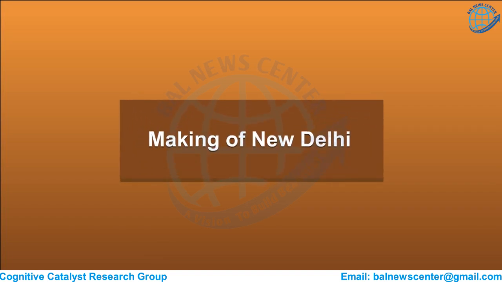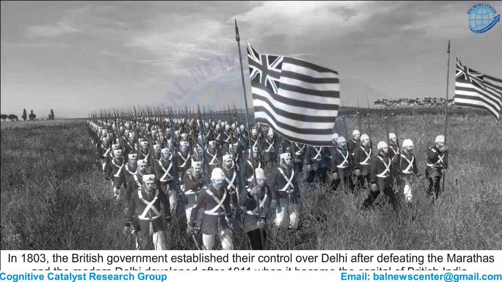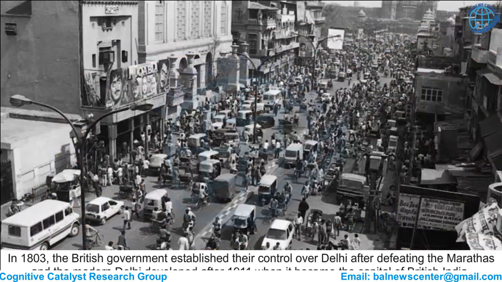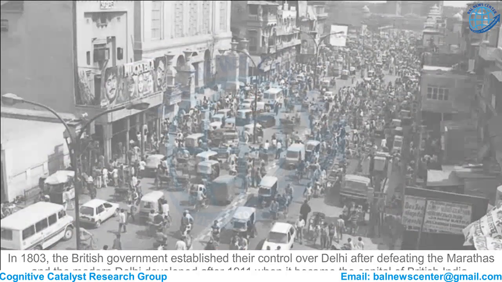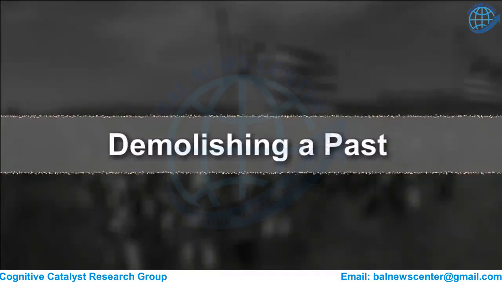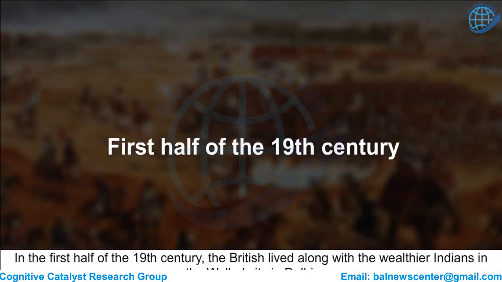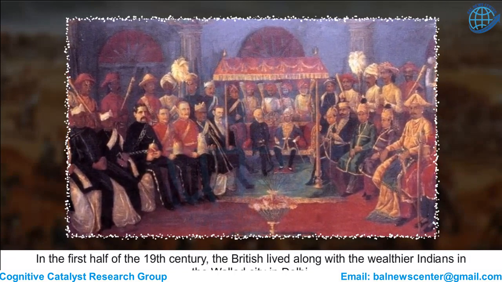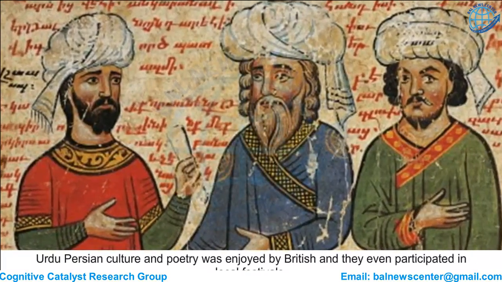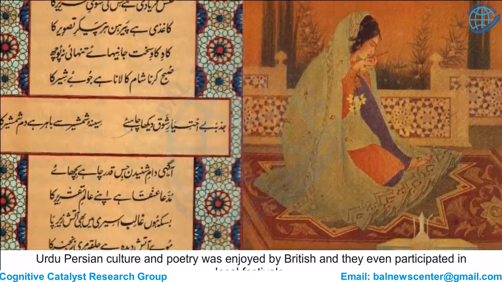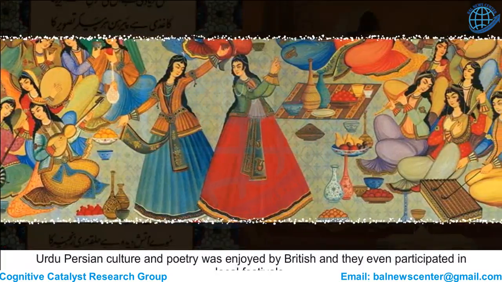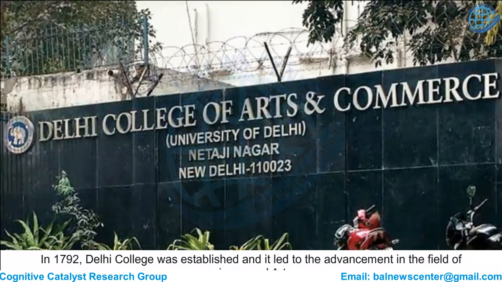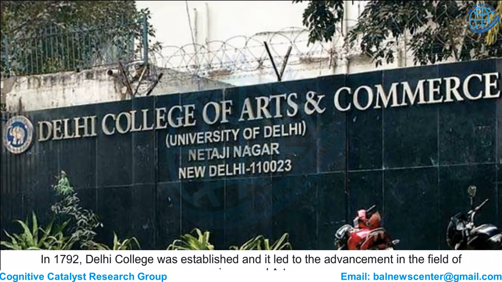Making of New Delhi. In 1803, the British government established their control over Delhi after defeating the Marathas, and modern Delhi developed after 1911 when it became the capital of British India. Demolishing a past. In the first half of the 19th century, the British lived along with the wealthier Indians in the walled city in Delhi. Urdu-Persian culture and poetry was enjoyed by the British, and they even participated in local festivals. In 1792, Delhi College was established, and it led to advancement in the fields of science and arts.